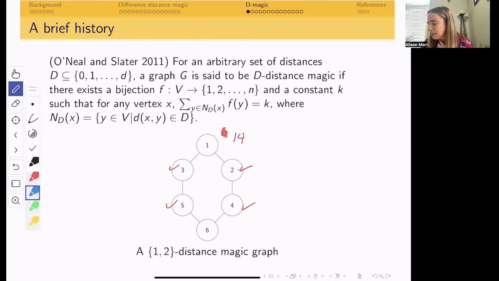We can go to another vertex. We should get the same no matter where we are. We can come maybe here at 2. We would have 1 plus 3 plus 4 plus 6. That is also 14. Right.